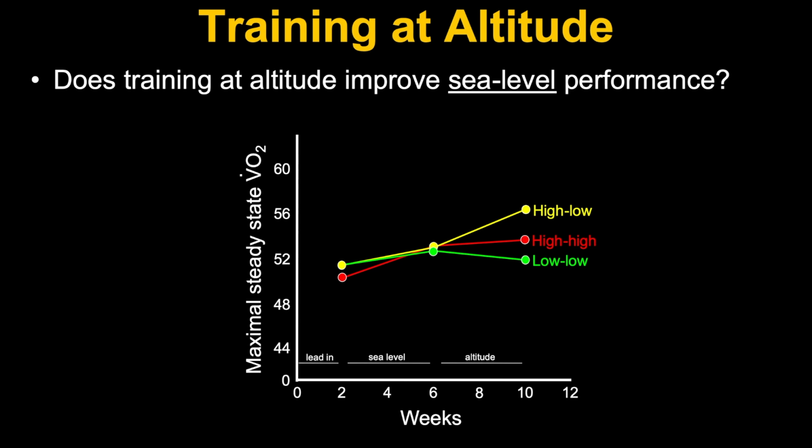So what do these data suggest? These data suggest that I can increase my maximal steady state oxygen consumption, and therefore my exercise performance, if I live at high altitude but train at low altitude. Furthermore, I also get the added benefit of being able to exercise at a higher intensity at altitude.